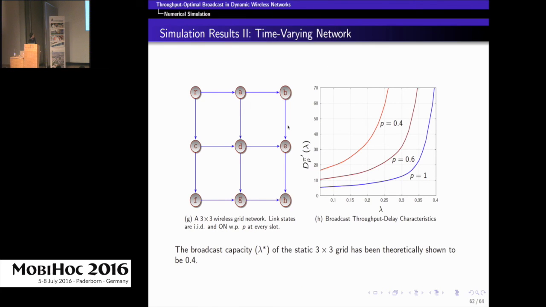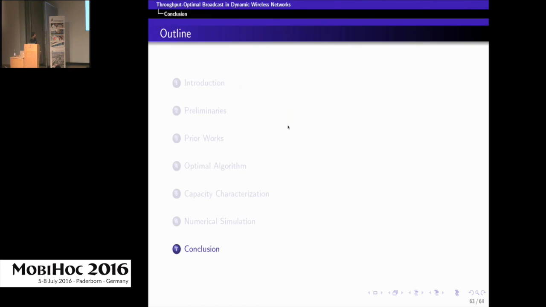Now this is a situation where I have a wireless network with time-varying connectivity, and we can show that the capacity of this network is 0.4. Our algorithm, this blue curve, achieves the full capacity of the network, and these 2 lines are for the time-varying case with different probability of on values.